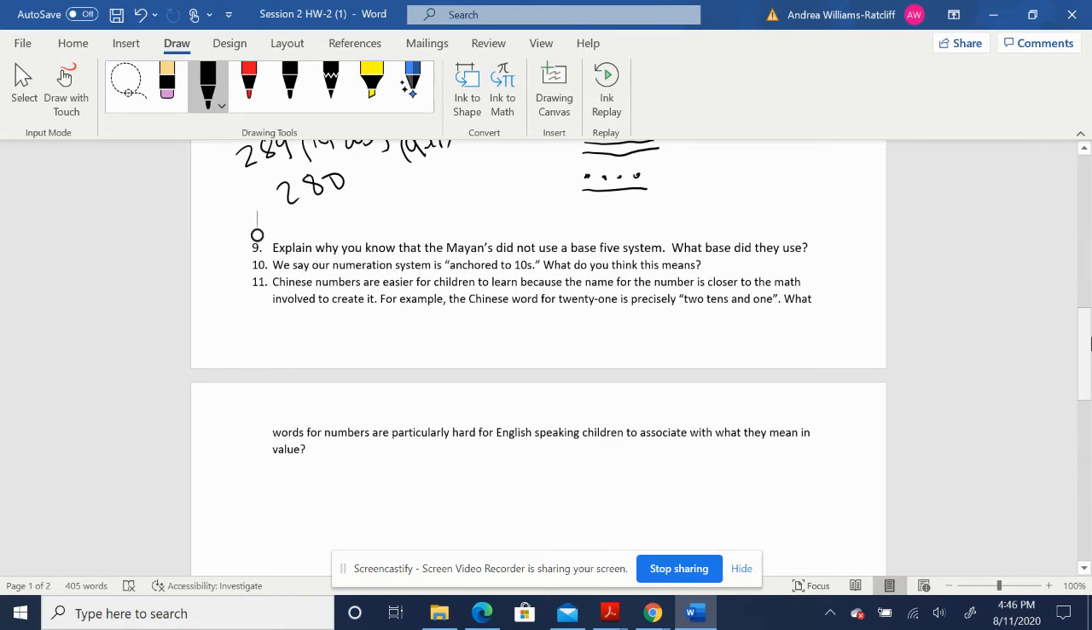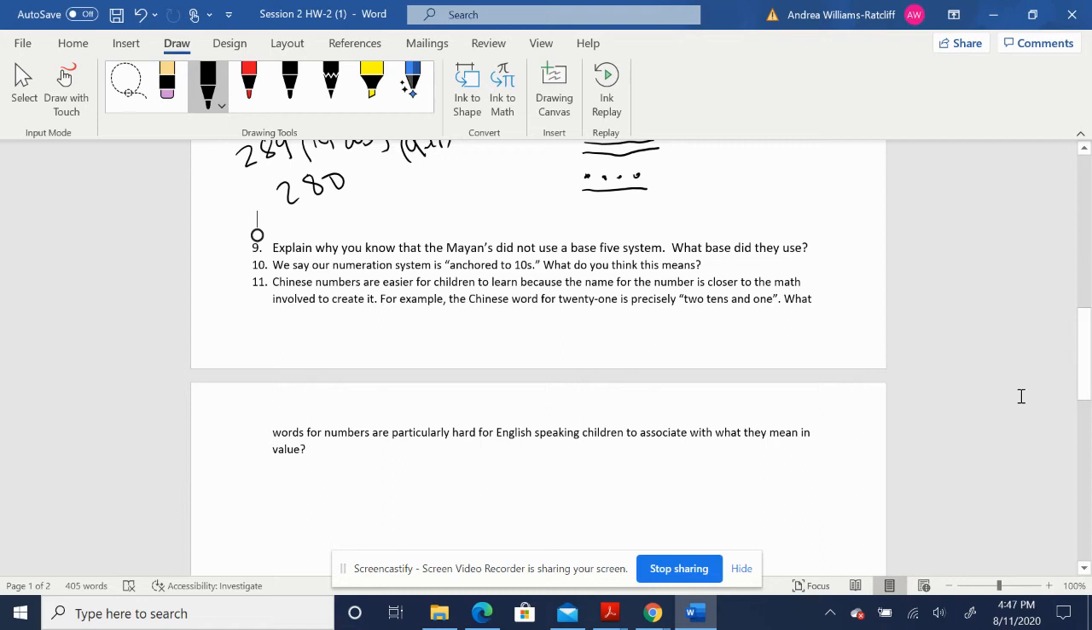It says, we say our numeration system is anchored to 10s. What do you think that means? Okay, every time we get 10 of any particular place value, we trade up. Or if we are trying to move down to smaller place values, we trade down. Either way, there's an exchange factor of 10 there. That is essentially what being anchored to 10 means. As we move through our place value, we are increasing and decreasing in powers of 10.